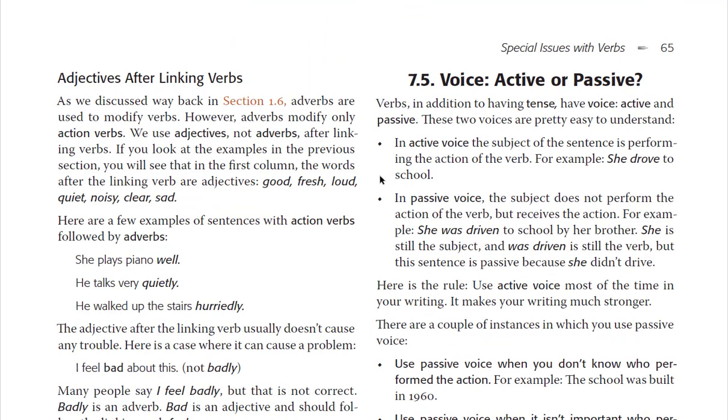Passive and active voice. In addition to having tense, verbs have voice, active and passive. These two voices are pretty easy to understand. In active voice, the subject of the sentence is performing the action of the verb. For example, she drove to school. In passive voice, the subject does not perform the action of the verb, but receives the action. For example, she was driven to school by her brother.